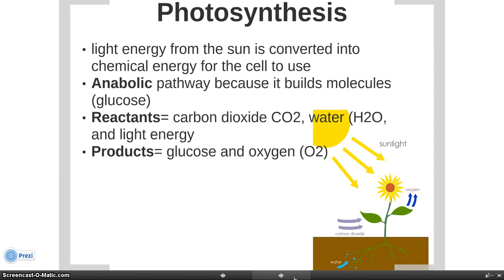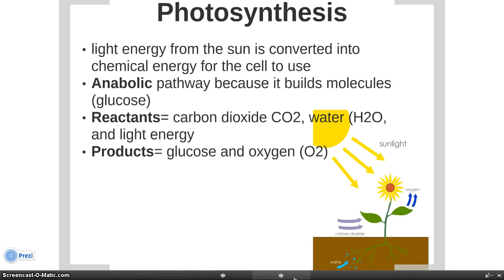The reactants and products. The reactants, if you remember, that's the stuff or the ingredients that are needed in order for photosynthesis to occur. These include carbon dioxide, water, and light energy. Products are what are made as a result of the photosynthesis process. This is glucose, or sugars, and oxygen.